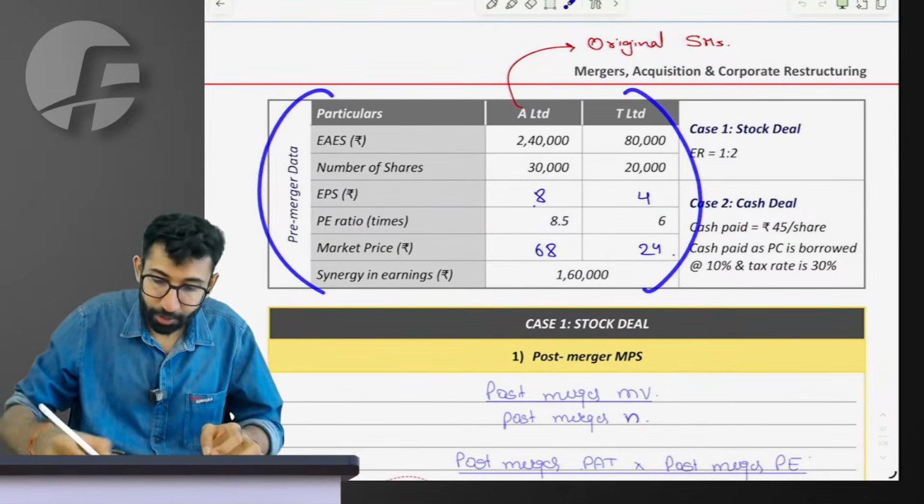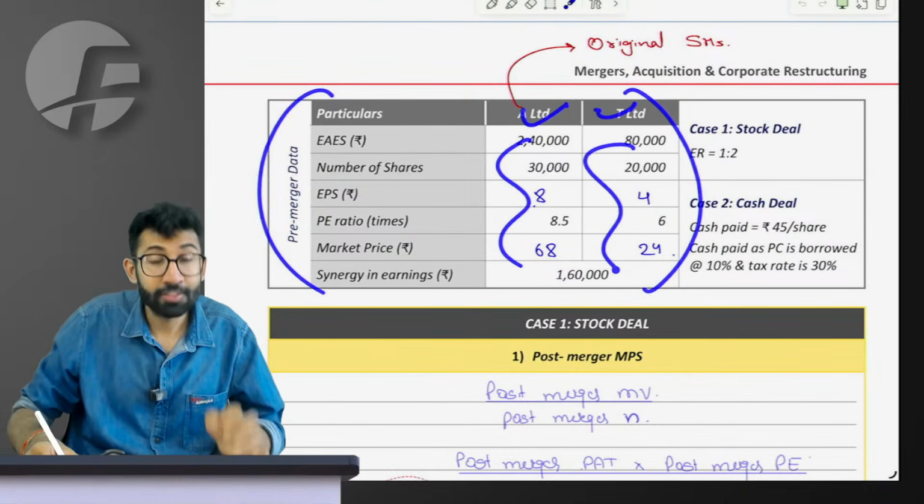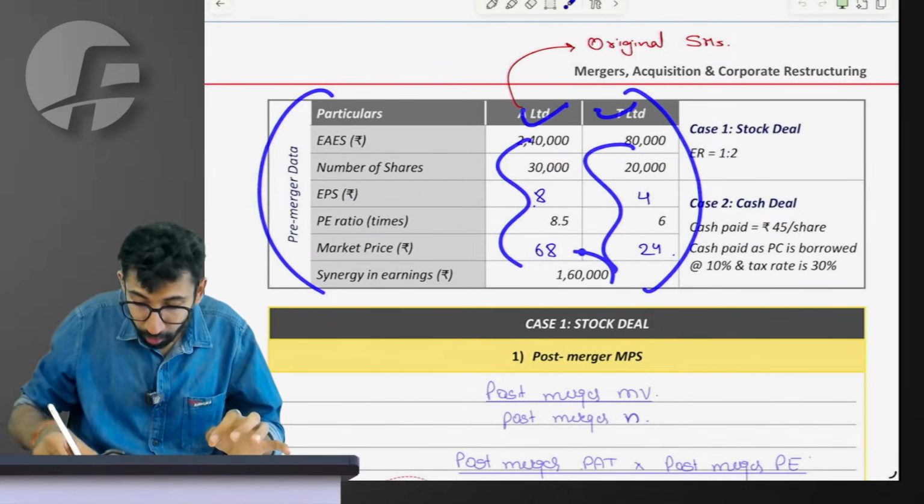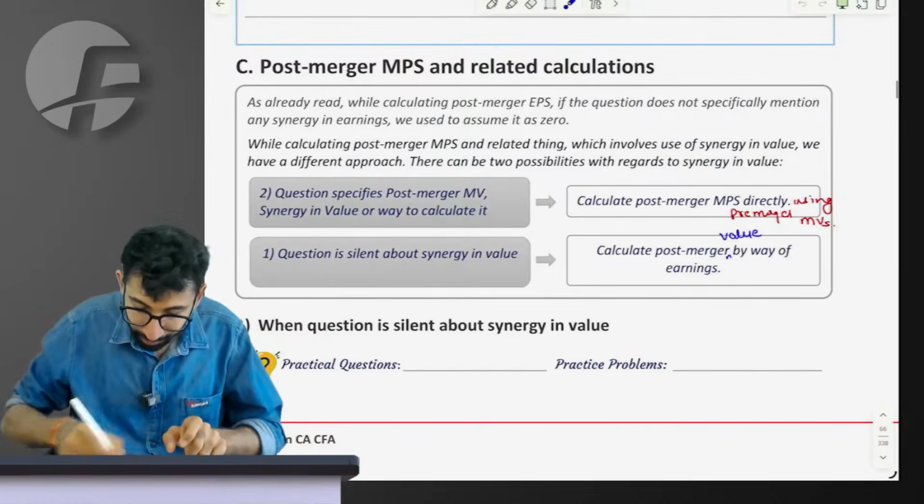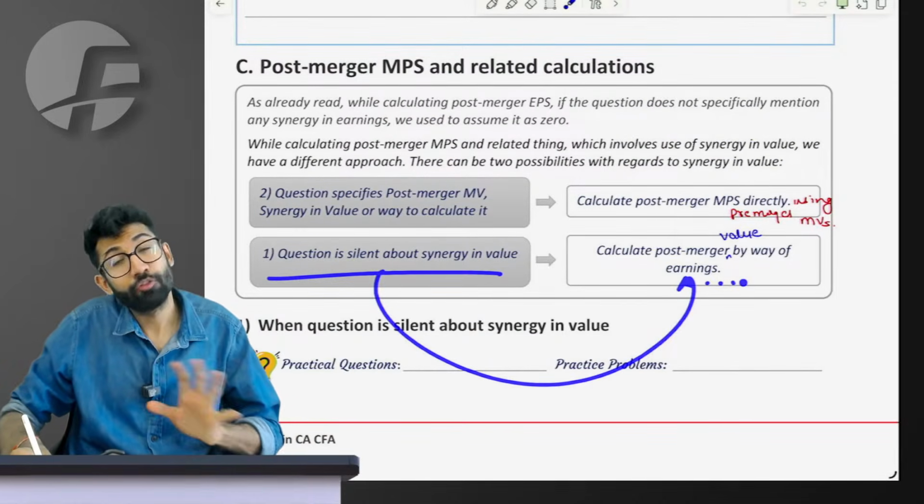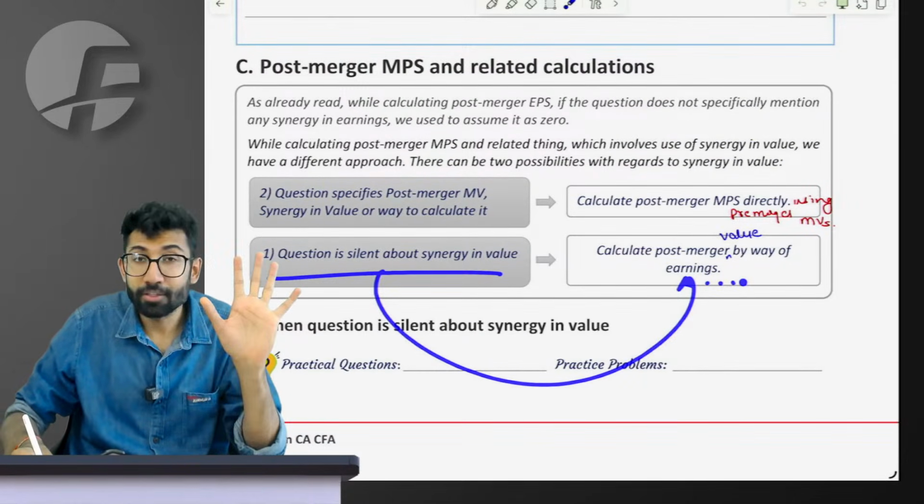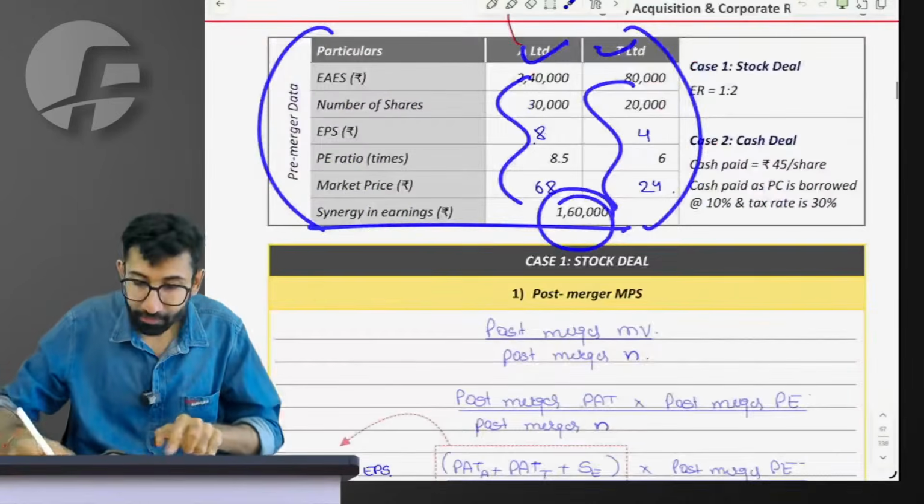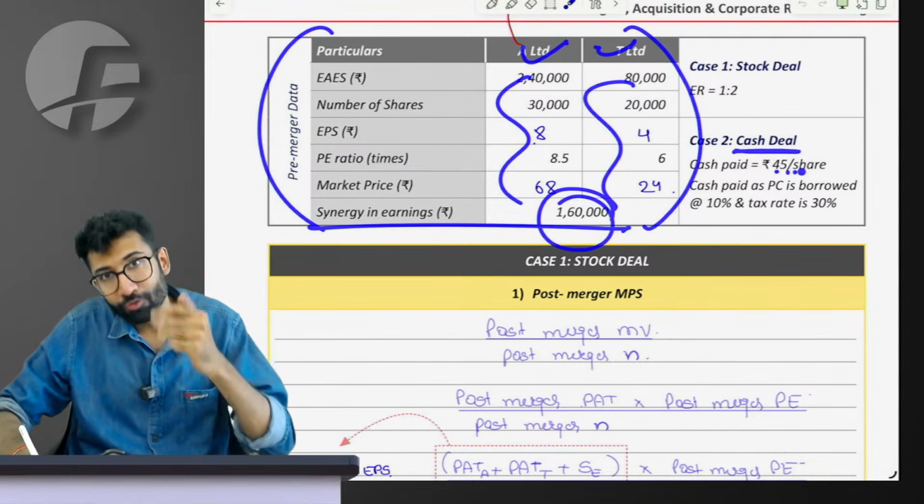Please understand where in this entire chapter we are. Everything remained the same. The pre-merger data of the two companies remains the same. We have to go by way of earnings only: my PAT, your PAT, synergy impact. The only thing is that this time we have a cash deal. I have to pay you 45 rupees of cash.